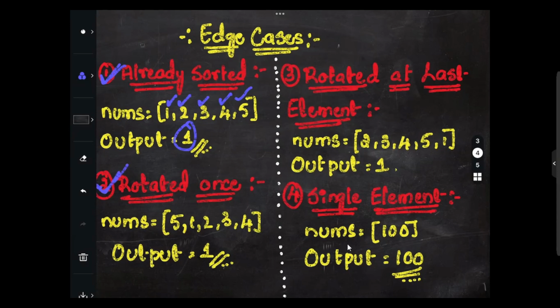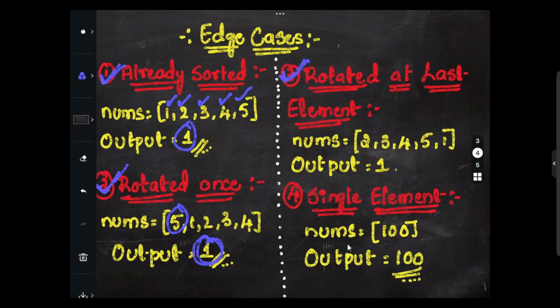Let's move on with the second edge case, rotated once. I can clearly see 1, 2, 3, 4, 5 are the elements we have. 5 came first here, so the array is rotated once. The output is quite obviously 1 in this case. So the minimum moves to index 1 as the array is rotated once.